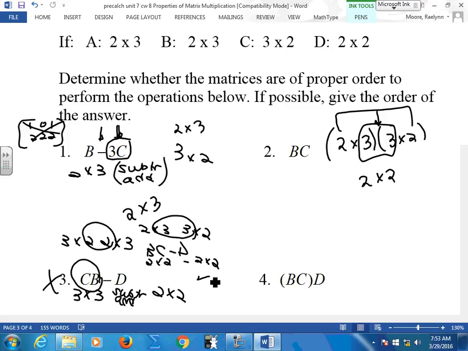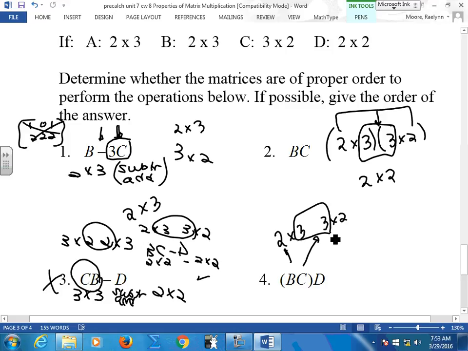Okay. So this guy, B times C, and we can probably see it in this one. I don't know if this one works or not, I don't have the answer. B is a 2 by 3, and what is C? C is a 3 by 2. So can we multiply those? Yeah. And we end up with what? 2 by 2. And what's D? 2 by 2. Can we multiply those? Yep. And what's our result? 2 by 2.